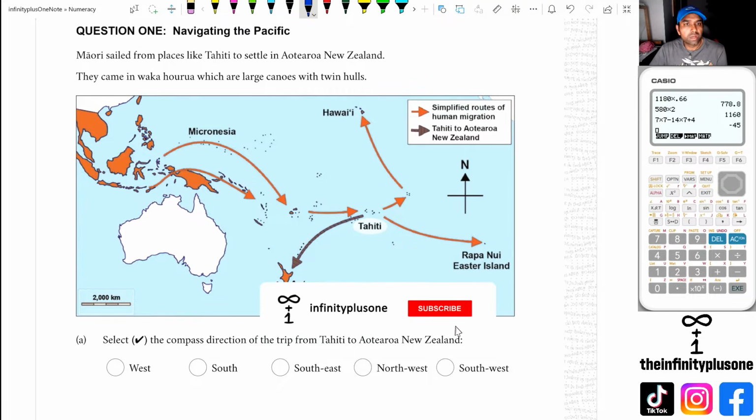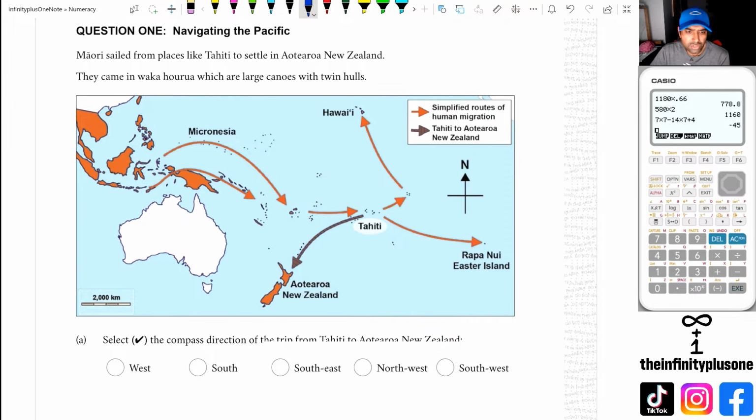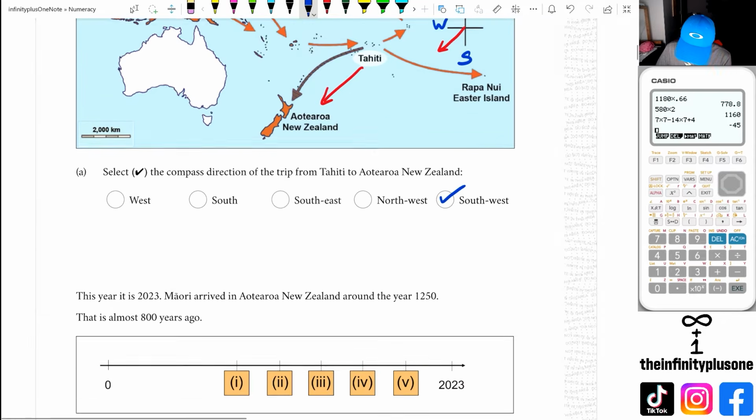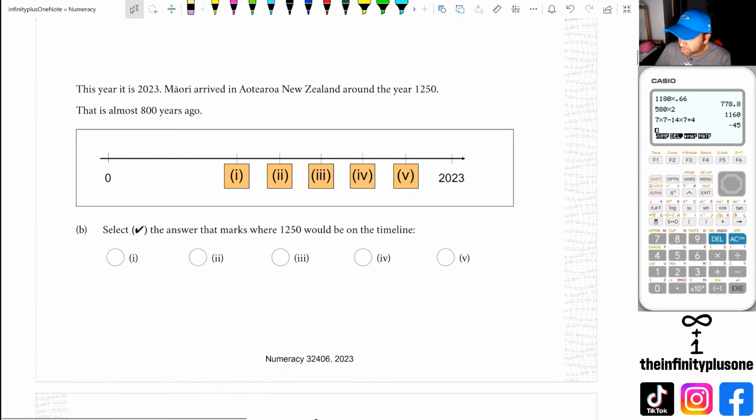Alright, so with question 1 here, what we've got is we're selecting a tick for the compass direction of the trip from Tahiti to New Zealand. So the direction that we're looking at is this direction here. So if we go along and map that on the compass, we can see that this is going to be south down there, this is going to be west. So what we're looking for is southwest. So this is question 1A. Moving on to question 1B.